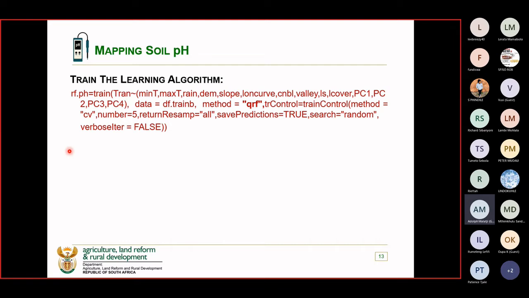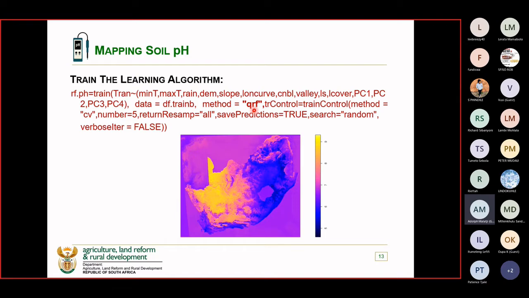Then after that, we use this line. So under this method, if you are going to use quantile random forest, this is where you put it. You say QRF, or if you are going to use random forest, this is where you say random forest. If you are going to use CAT, the software will pick up the learning algorithm that you put. So eventually, we ran this, trained the learning algorithm, and we applied it.